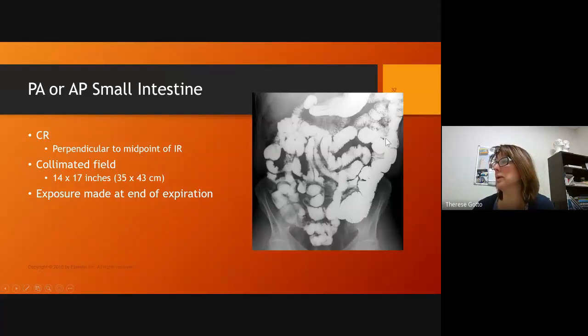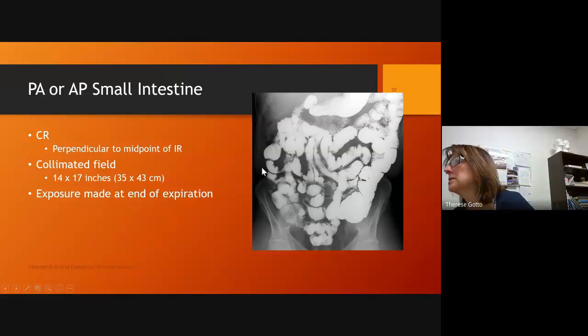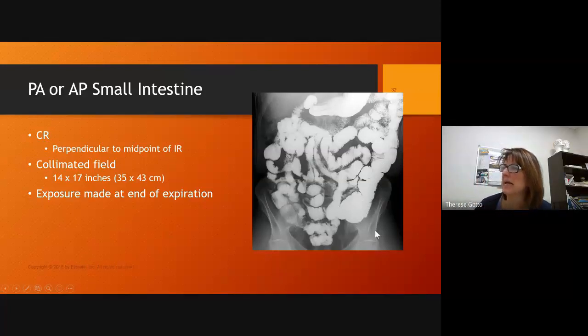This is a good one. This is prone. It looks like it's not flipped like it should be, because this looks like you're ascending here. Unless it's just dilated small bowel, it could be. Oh, there's your cecum. Stomach, duodenum, here's your jejunum. Looks like here is your ileum.